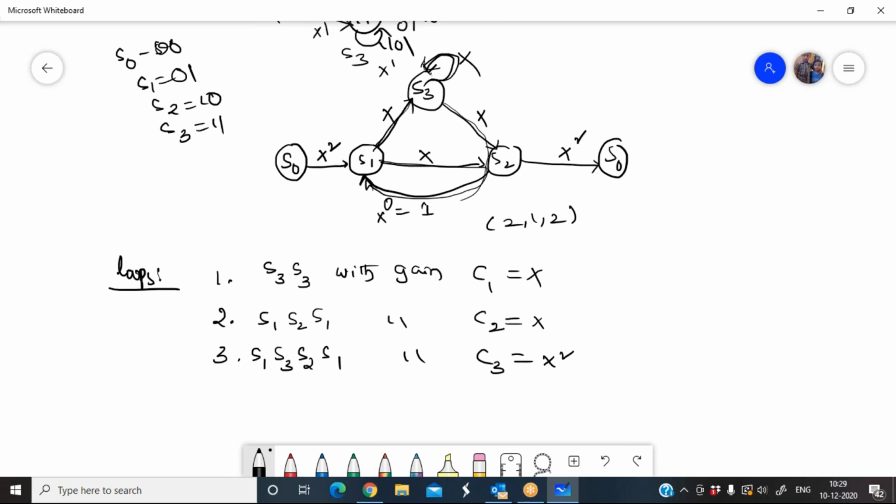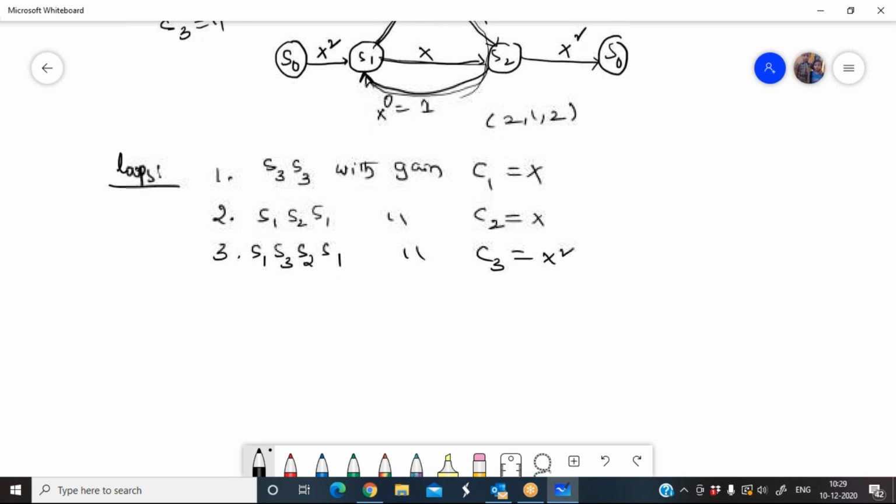So look at the arrows here. S2 to S1, the path gain is only 1, not X. This X is from S1 to S2, but your loop is from S2 to S1. So C3 equals X square. Is there another loop? No, only 3 loops. C1 equals X, C2 equals X, and C3 equals X square.